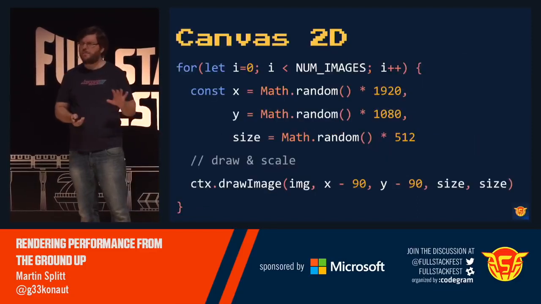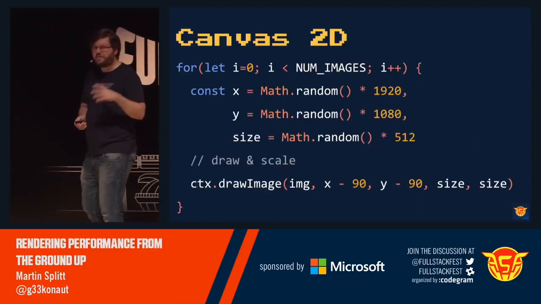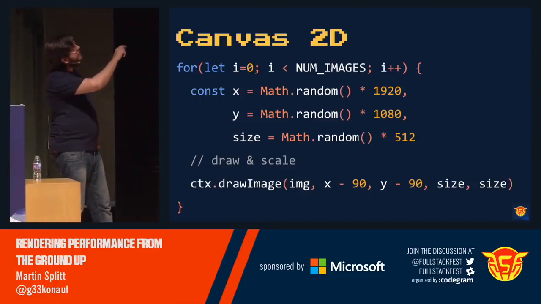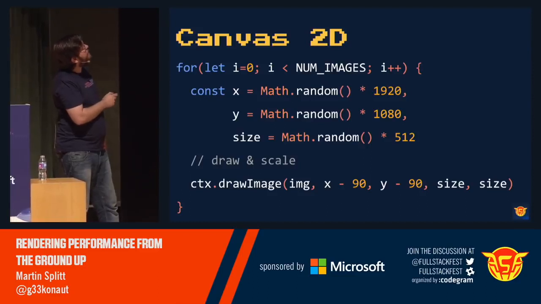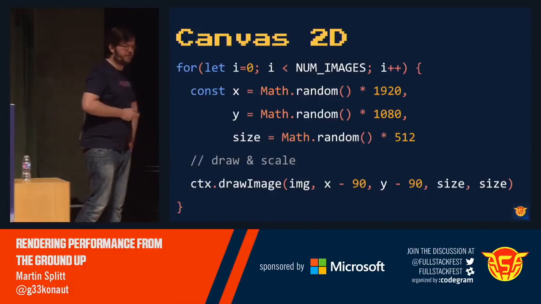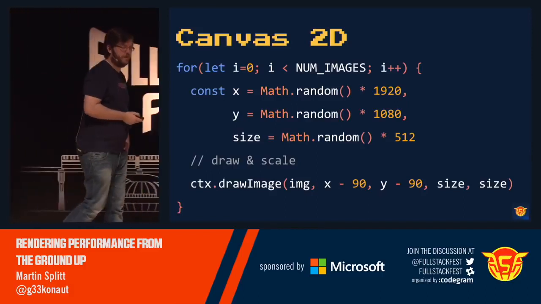So here's more or less the main code. There's a bit of setup code, and 10 lines missing on this one. Here's the main code for Canvas 2D. We pick a random position, X and Y, and we pick a random size. Then we draw the image using Canvas 2D APIs at this position, centered around its center, and with the size given by the parameters.